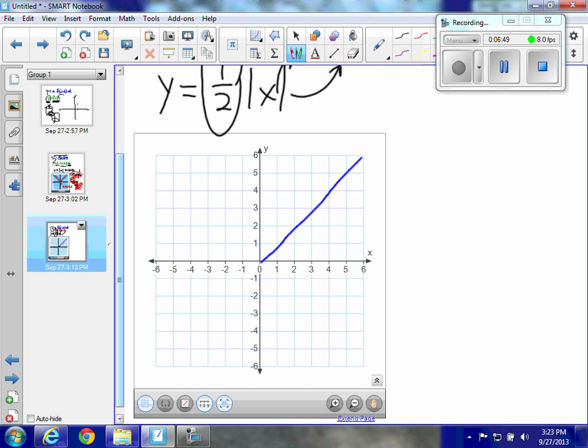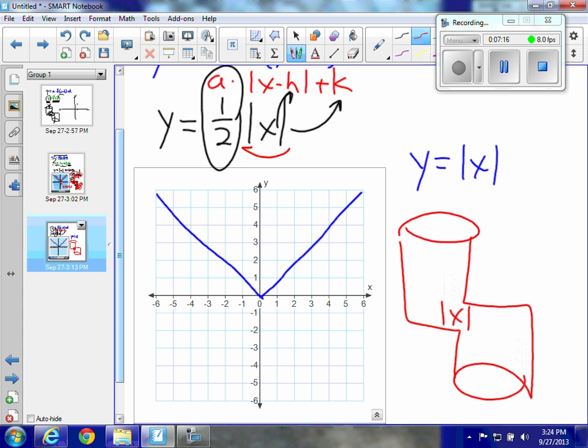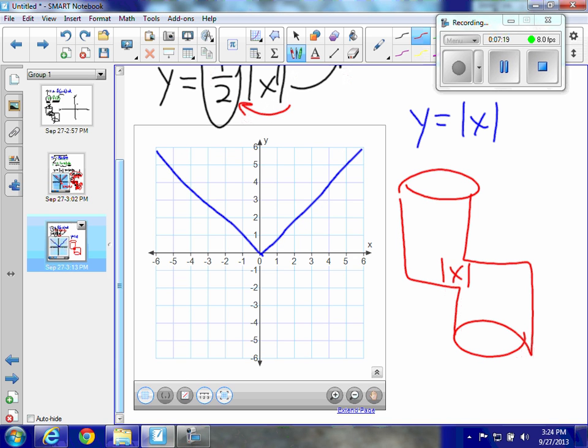Here's my parent function. My parent function is y is equal to absolute value of x. Here's my function machine. Inside my function machine, one of the things is the absolute value of x. What I'm doing, I want 1/2 times the absolute value of x. So when I put my x into the function machine, it's going to go down here, spin around and be absolute valued, and on its way to the exit, just before I get my y, it's going to be multiplied by 1/2. So my y is going to be 1/2 of whatever the absolute value of x was.